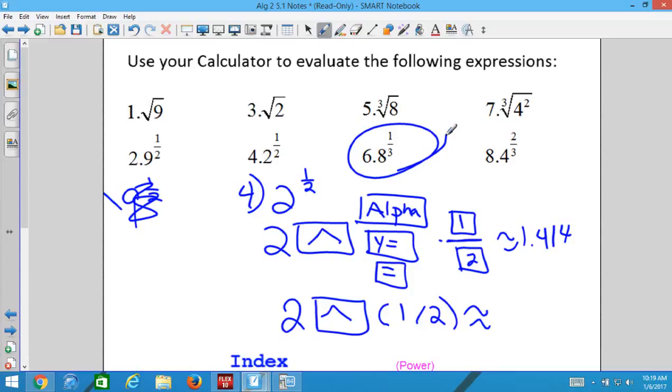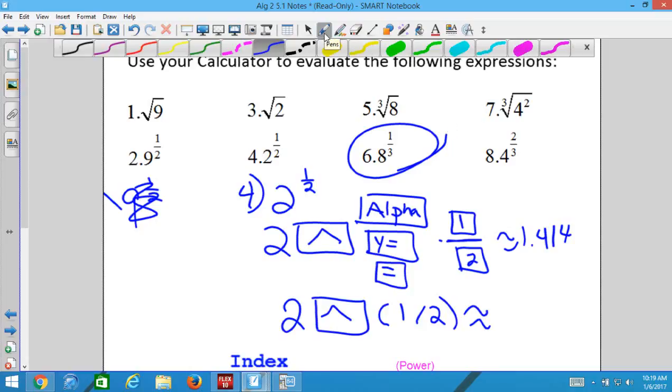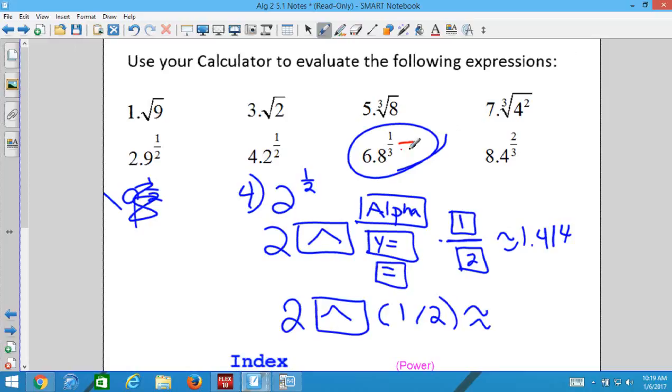This is what we talked about yesterday, that 8 to the 1/3 is the same thing as what root? It is 3 for the root, and then the power is 1. If it's 1, I don't really have to write the power, so it would be the same thing as the cube root of 8. How do we do the cube root of 8 on our calculator? Let's do number 5.